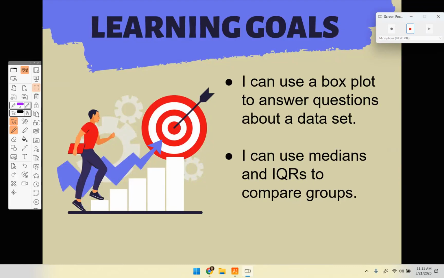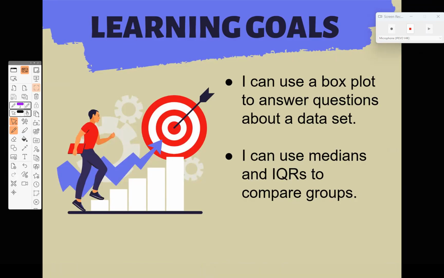Alright, today we are going to be using the 5-number summary to draw the box plot and then answer questions. And then you're also going to be using the medians and the interquartile range to compare two groups. So you're going to have different sets of data, actually 3 different sets of data, and compare and contrast what you see and notice about each one, looking for similarities and differences. But first, we need to review how to draw a box plot.